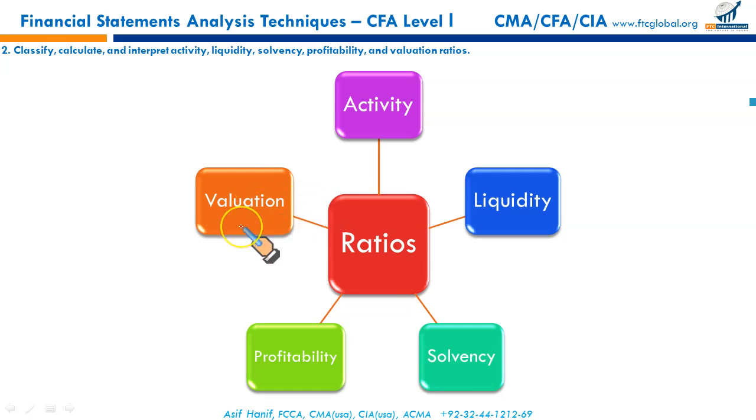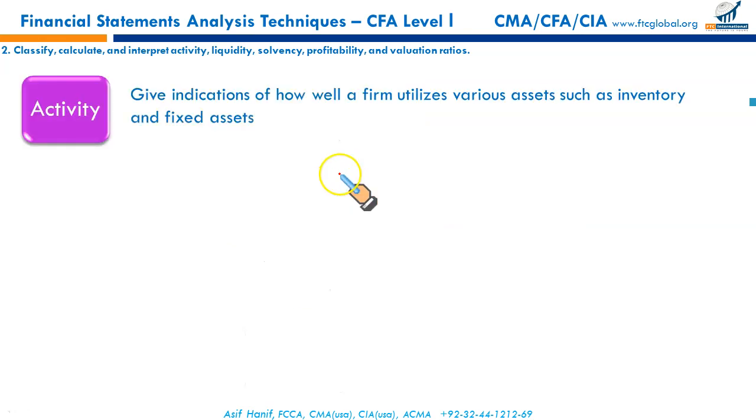So all these ratios will be studied one by one. Let us first start with the activity ratios. As I said, activity ratios give an indication of how well a firm utilizes various assets such as inventory and fixed assets. Let us discuss these ratios. What do they mean? How do we calculate them?